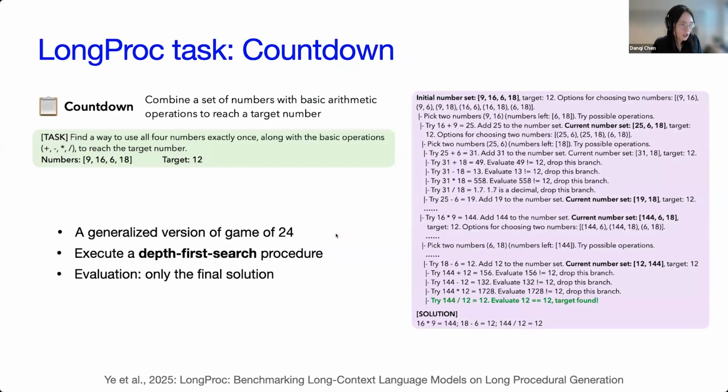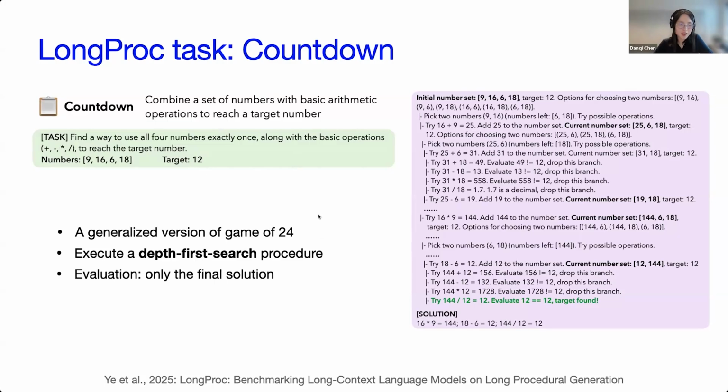Okay, so the next two tasks are the most challenging tasks. One task is called countdown. You can think of this countdown task as a generalized version of the game of 24. Given a set of numbers, and the basic arithmetic operations like plus, minus, multiplication, and division, there's also a target number. We want the model to compose all 4 numbers in this set to reach the final target number.